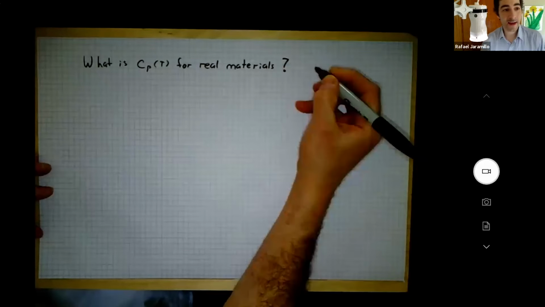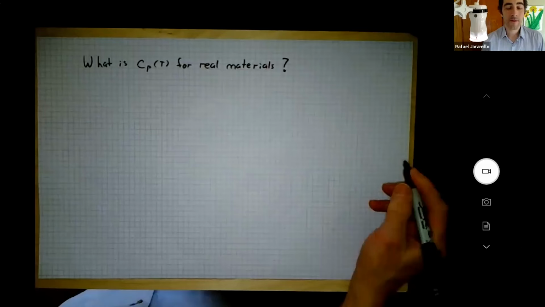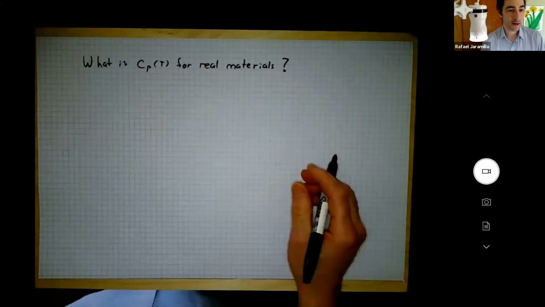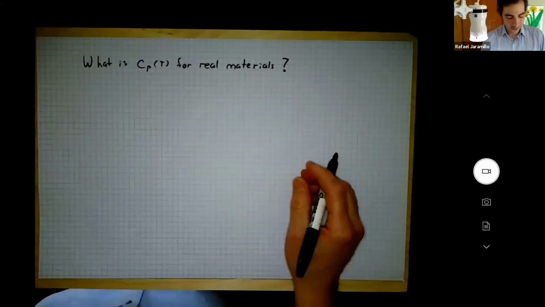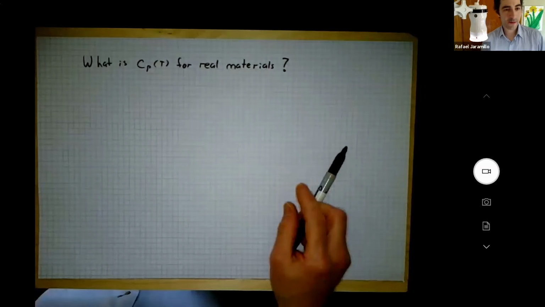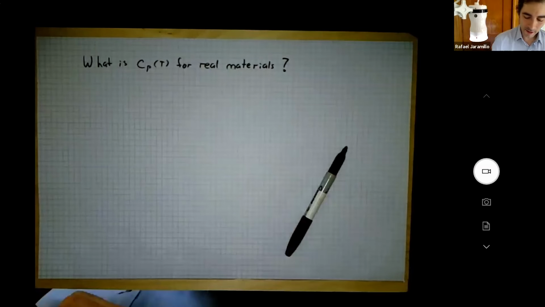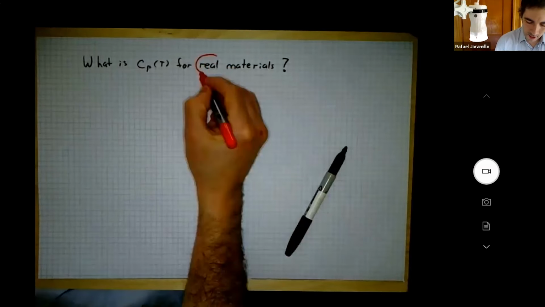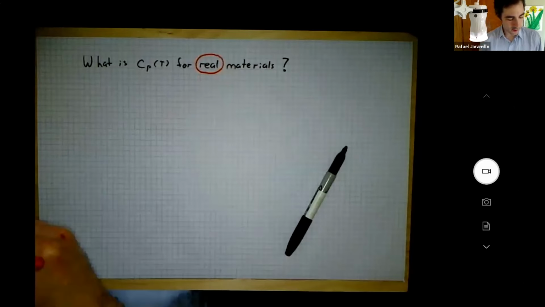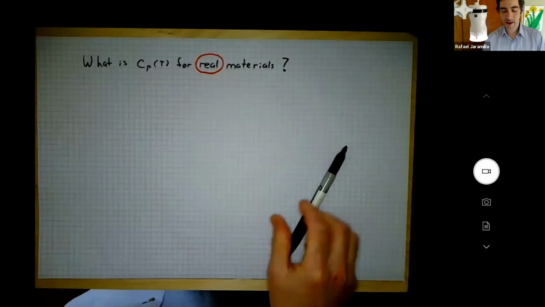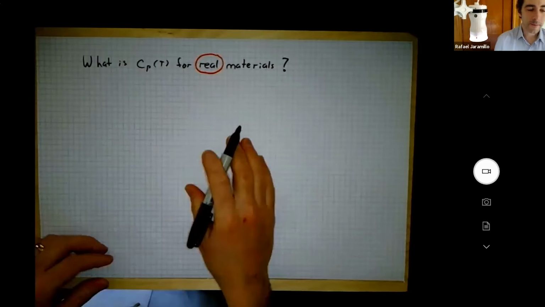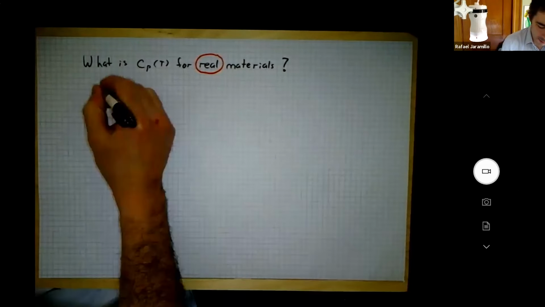Right, we know for ideal gases, it has this really simple form, like 5/2 R for a monatomic ideal gas. But we're interested in real materials and material science. We don't make cars and medical implants and computer chips out of ideal gases, right? We care about the real stuff. So let's start with a relatively simple model.